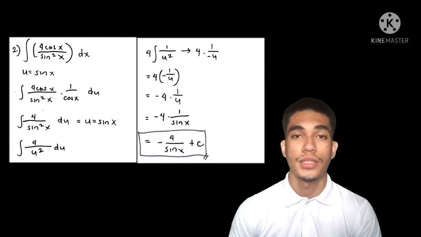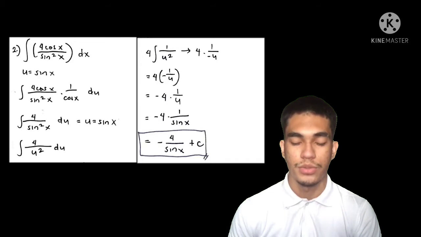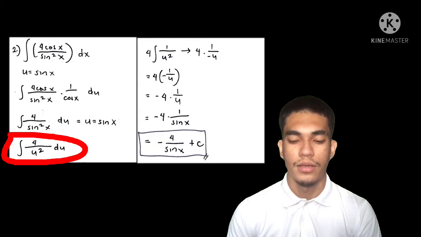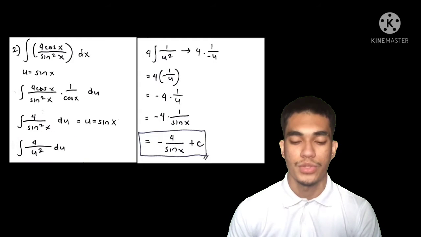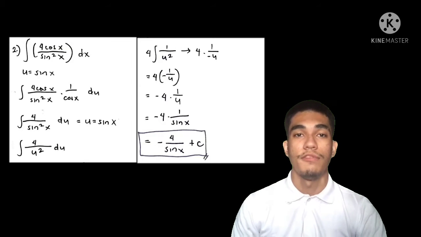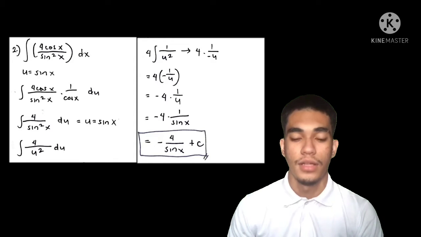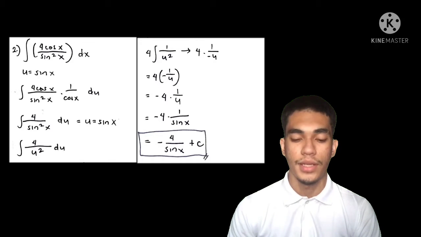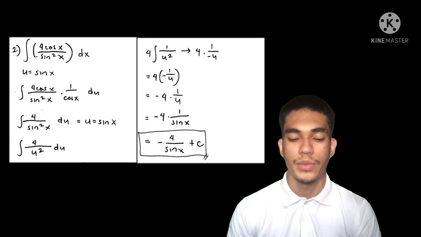Now we will reduce the expression into the lowest term, so we will substitute our u. Now we have the integral of 4 over u squared du. Now we will pull our coefficient in front before the integral. Now we have 4 times the integral of 1 over u squared. Now we will integrate our 1 over u squared.